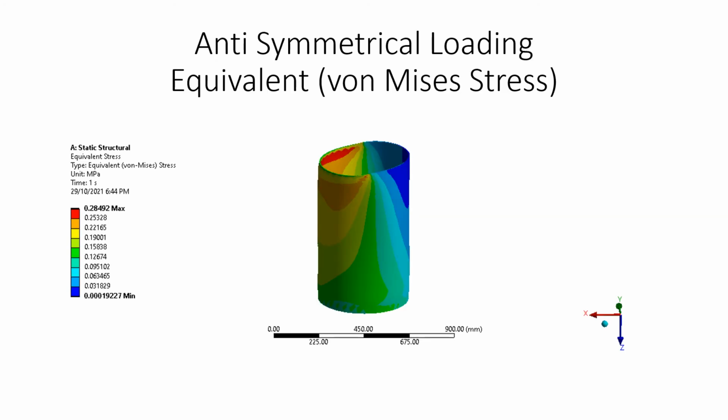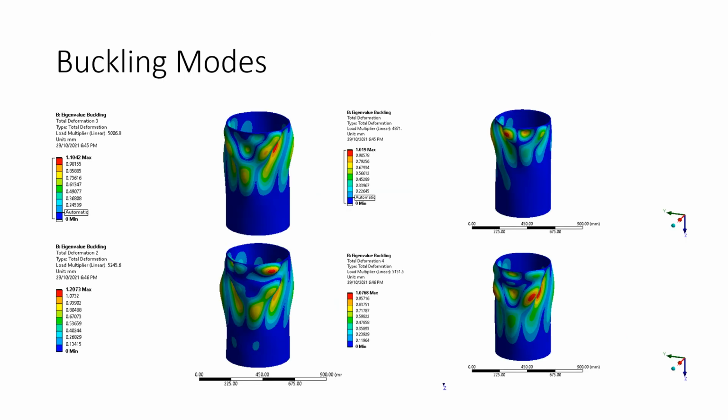The following image shows the ANSYS result for equivalent stress for the anti-symmetrical loading case. The maximum stress is 0.28 megapascals. As expected, it occurs on the side of the cylinder where the loading is applied. Using the eigenvalue buckling module, we can find the different buckling modes for the anti-symmetrical loading case. As you can see, the total deformation for buckling mode 1, 2, 3, and 4 are shown below.